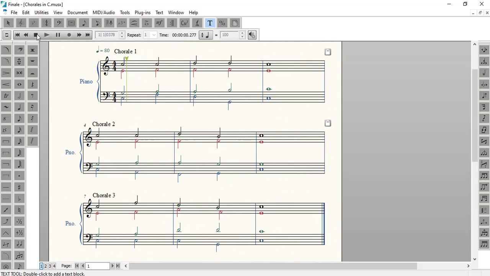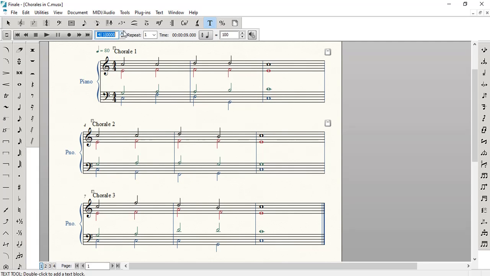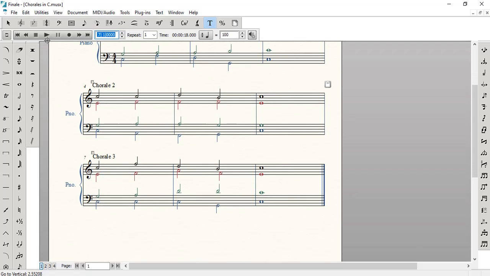Oh, I'm sorry. Oh no. Okay, sorry about that. I forgot that once it gets all the way to the end, it's going to start at the beginning the next time. Okay, this time we're going to start right on Chorale 3.